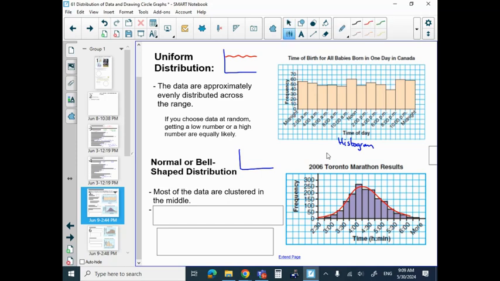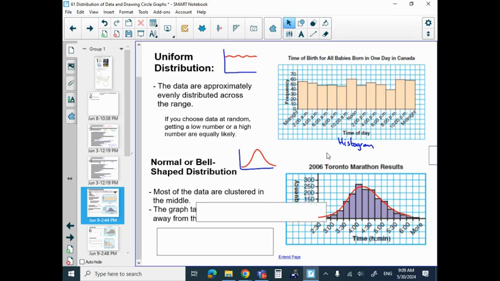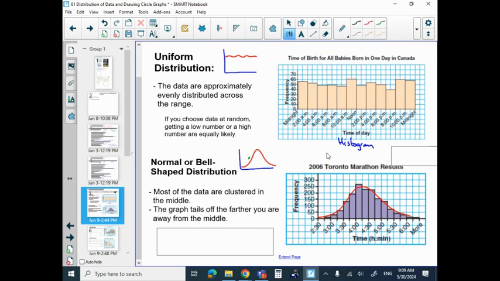So your bell-shaped distribution is this. The reason for that shape is that most of the data is clustered in the middle, and we have the tails going off equally on both ends. It's not lopsided, it's symmetrical. So the tails off evenly or symmetrically.